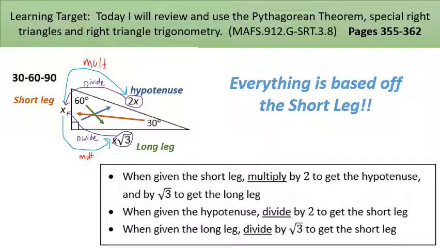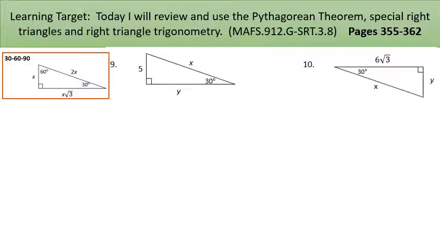All right, so if we know the hypotenuse or the long leg and we need to find that short side, then we're going to just divide by whatever that factor is. If it's the hypotenuse, we'll divide by 2. If it's the long leg, we'll divide by the square root of 3. So it's even more important in a 30, 60, 90: what do you know and what are you trying to find? Those are the first two questions I always ask. All right, let's try 9 and 10.